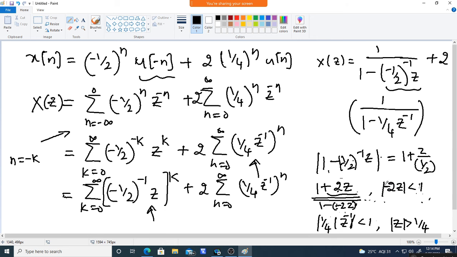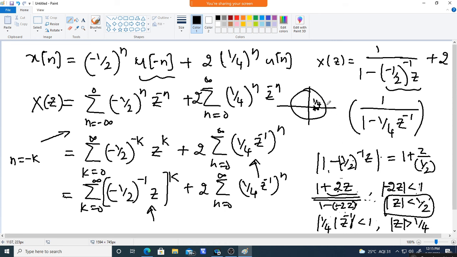Okay, so we can take the magnitude of z should be less than 1 by 2. So this is what we need to get for this one. Even earlier also we can take like this, z should be less than 1 by 2. Now if you write the ROC, only the magnitudes, it should be less than 1 by 2 and greater than 1 by 4.